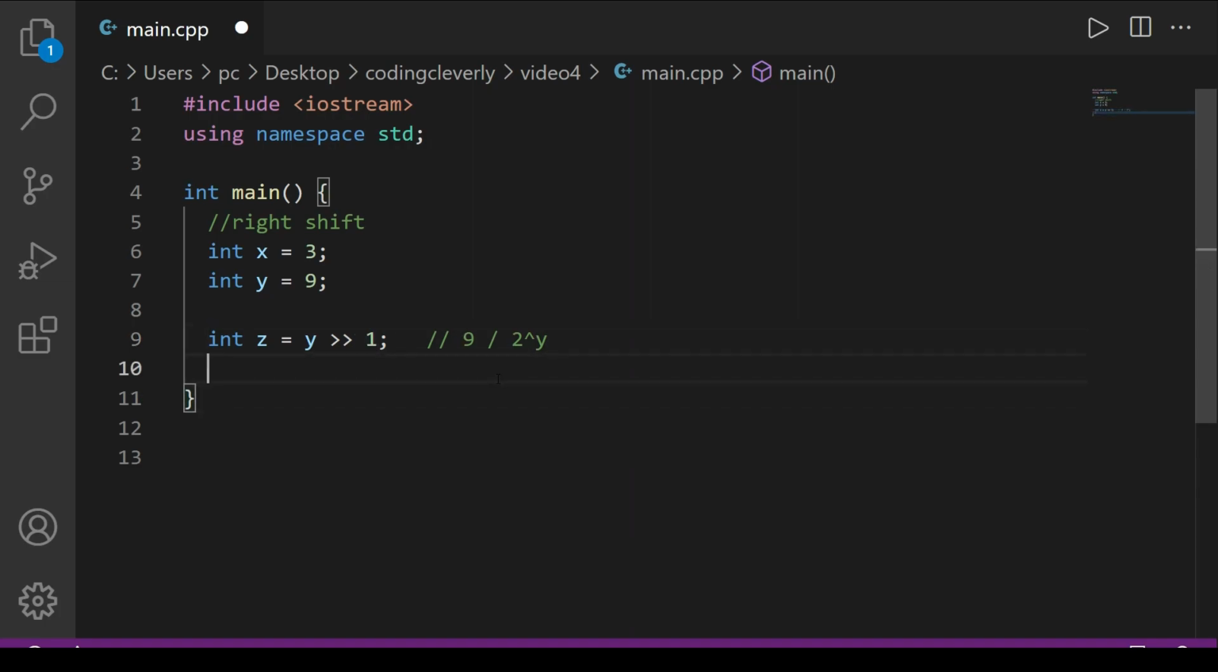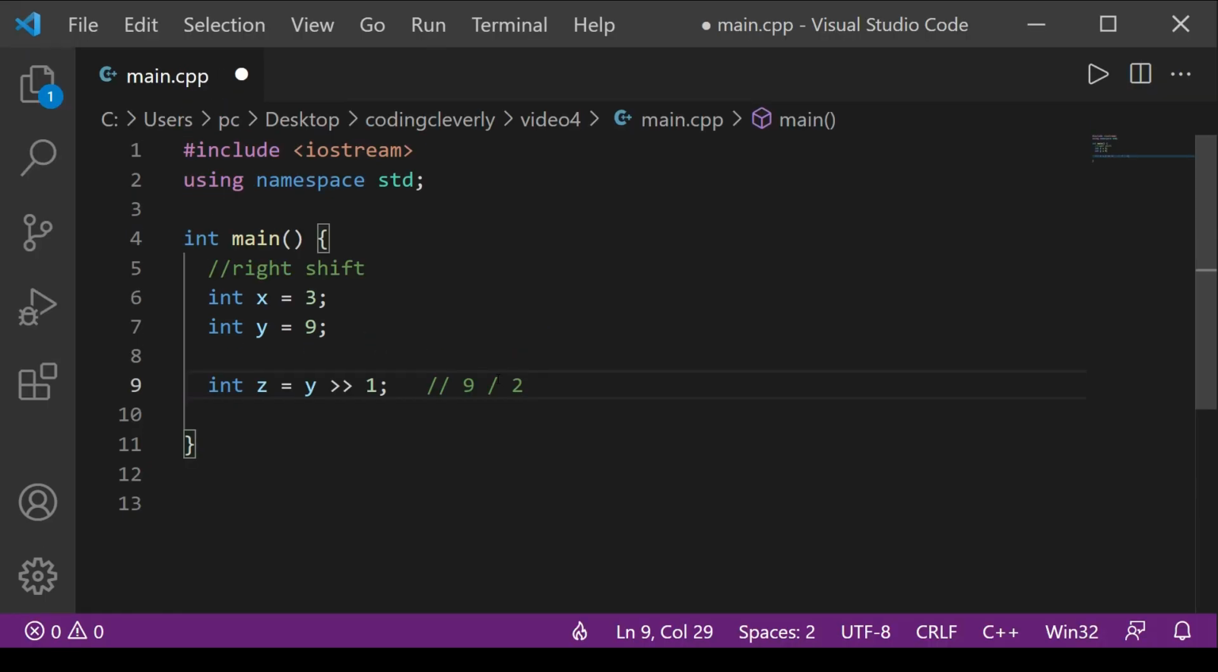So we just have to apply that over here. We have 2 raised to the power of 1 instead of y, and 2 raised to the power of 1 is simply 2. And 9 divided by 2 will be 4.5. But in the case of integer division that we're dealing with, it's just going to be 4. And 4 in binary is as simple as this: 1, 2, 4, and then we have 8. So this is 4 in binary. So 4 should appear as our answer.